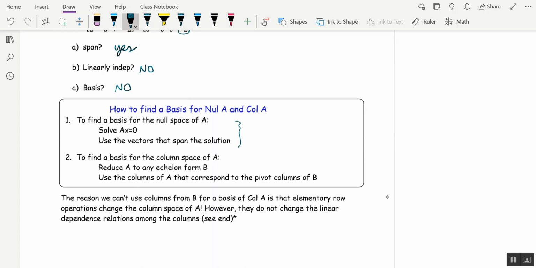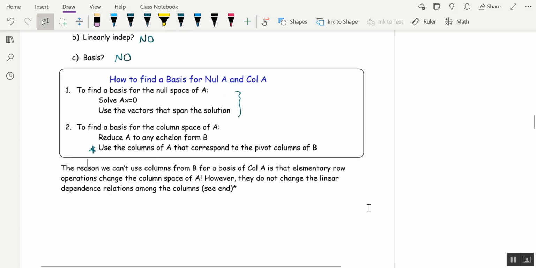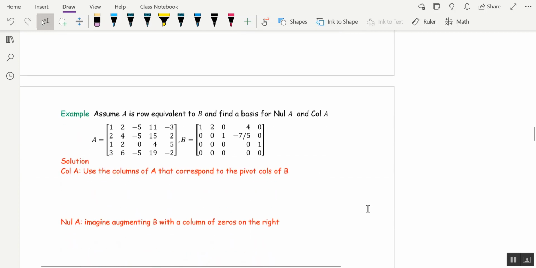To find a basis for the column space of A, you're going to reduce A to any echelon form B. You don't have to go to reduced echelon, any echelon form. Then the key part is you're going to use the columns of A that correspond to the pivot columns of B. You can't use the pivot columns of B because row operations change column spaces. So let's look at two examples where I've done most of the computations, so this shouldn't take long.